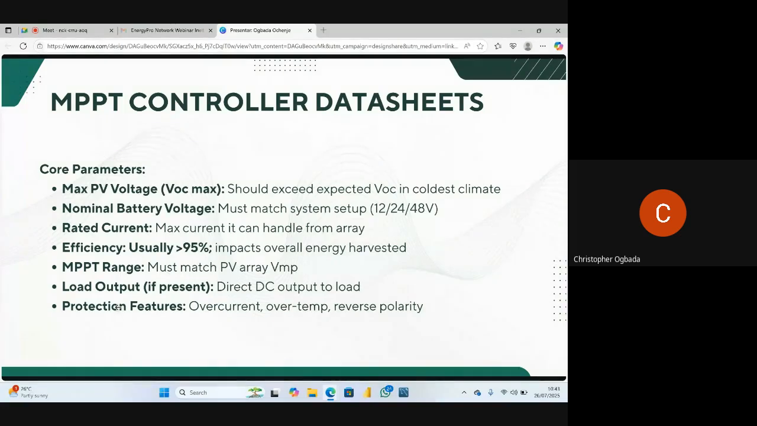So for MPPTs, it's not different. What we have mentioned for your inverter, we talked about the solar side. So that is what you have, because your hybrid inverter has an inbuilt MPPT. So the specifications are the same. You must look at it, make sure that they match.